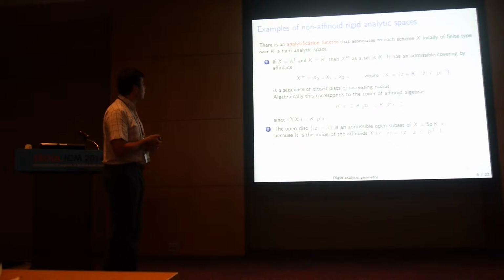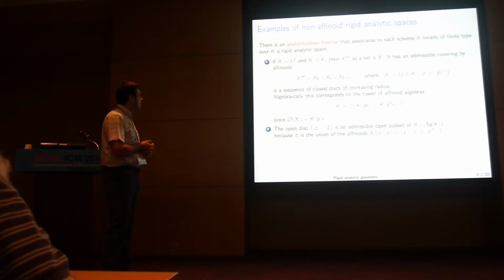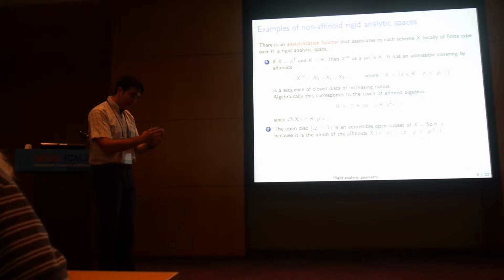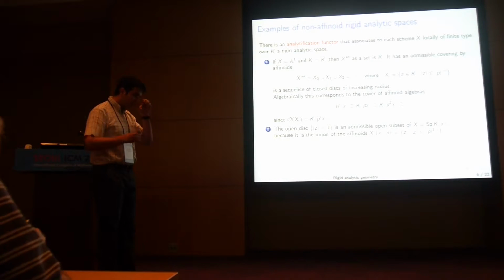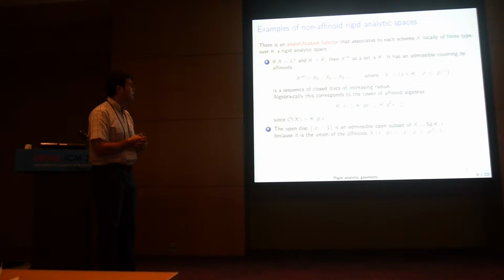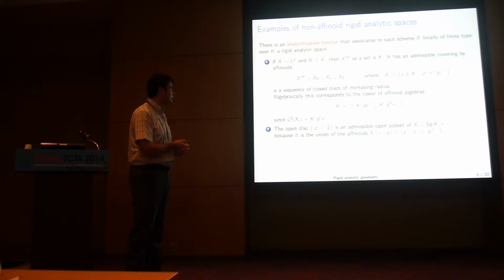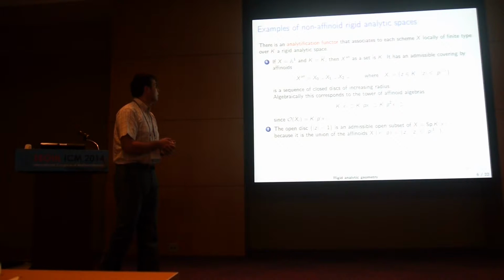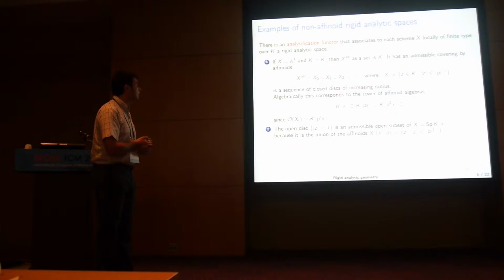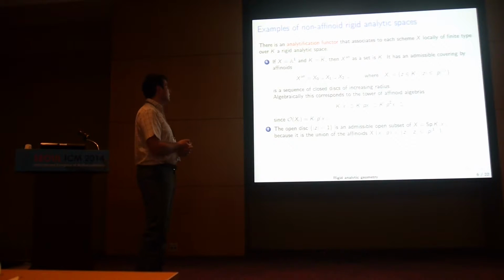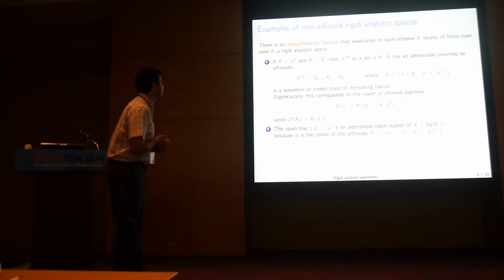Here's another example of a non-affinoid. You can also have the open disk. This is not affinoid, but you can cover it. You can approximate the open disk by a countable increasing family of closed disks of some radius. Let's just, for convenience, pick this particular sequence of real numbers converging to 1 from below. You can define these using the language I explained. These are affinoids, and this is a nice covering.